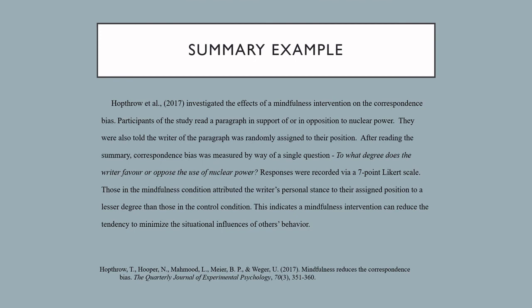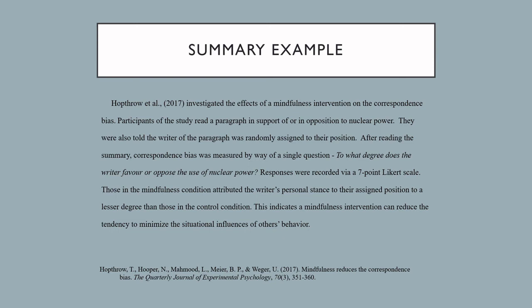And to wrap it all up, we just take each part and we throw it all together to make our summary paragraph. And what I have below is number 1, what was the study about? To investigate the effects of a mindfulness intervention on the correspondence bias. How did they do their study? Participants of the study read a paragraph in support of or in opposition to nuclear power. They were also told the writer of the paragraph was randomly assigned to their position. After reading the summary, correspondence bias was measured by way of a single question. To what degree does this writer favor or oppose the use of nuclear power? Responses were recorded via a 7-point Likert scale.